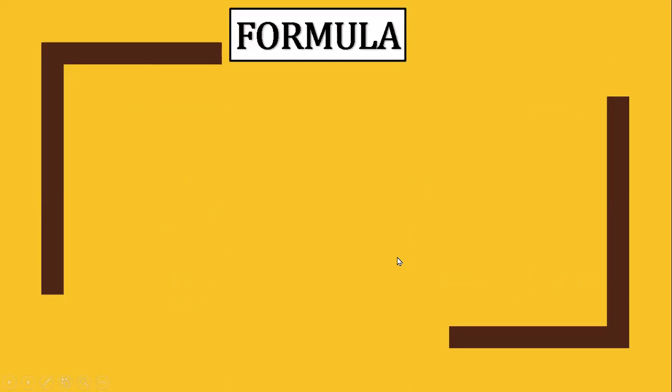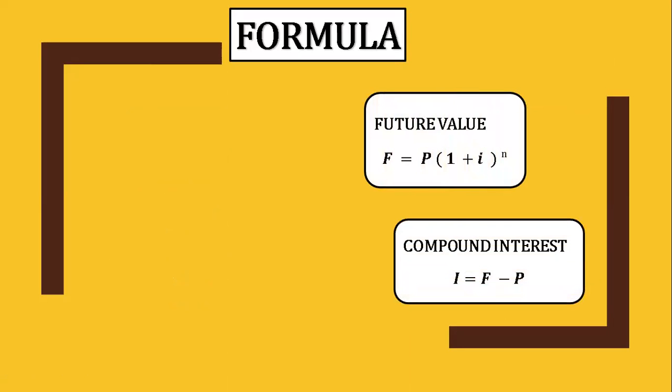Now, for the formula of compound interest, we have to take note of this one. For the future value, F is equal to P times the quantity of 1 plus i, quantity raised to the power of n. And for the compound interest, I is equal to F minus P, or future value minus the principal amount. Take note of this formula. You can write it down in your notes.